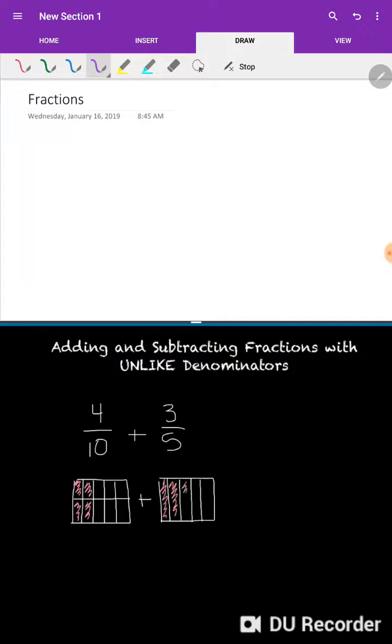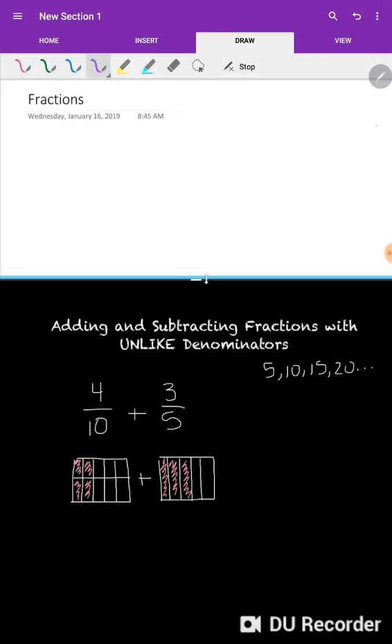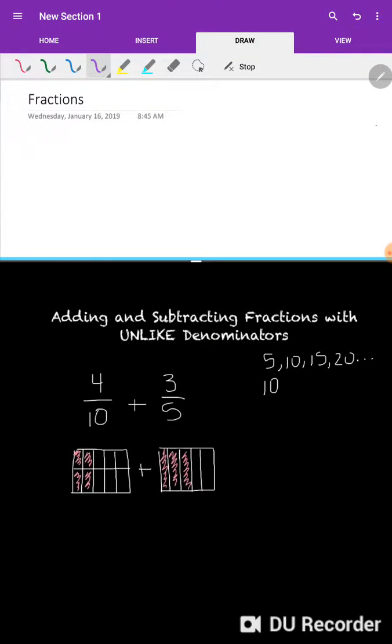Now, the trick. We have to make them the same. Right now we have tenths and fifths. One way to do that is to use least common multiples, just like we did when we were comparing fractions. So what I'm going to do is start counting. 5, 10, 15, 20, and I could keep going. But I see something. 10 is the first multiple of 10, so that tells me that that is our least common multiple. So what I want to do is cut the fifths model into tenths also.